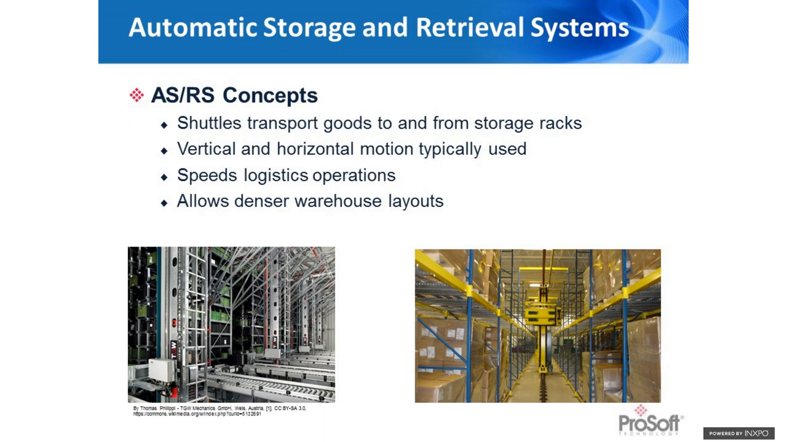ASRS systems really speed logistics in a warehouse, and they allow denser warehouse layouts. If you don't need to plan for a fork truck to be able to drive down a row and turn sideways and get pallets out and back out and all of this, because you have an automated system to do that, you can space the warehouse shelves closer and closer together, and that saves capital cost for customers involved in warehousing.